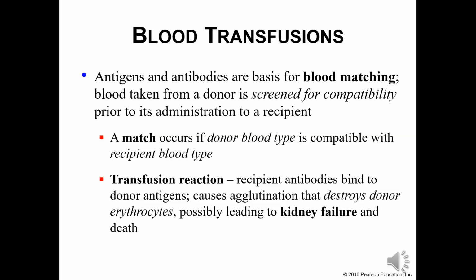So we use antigens and antibodies as our basis for blood matching. Blood is taken from a donor, then it's screened for compatibility prior to its administration to a recipient. A match will occur if the donor blood type is compatible with the recipient blood type. Transfusion reactions occur when the recipient antibodies bind to the donor antigens, which then ultimately causes agglutination that destroys the donor red blood cells, and it can possibly then lead to kidney failure and then finally death. When these agglutinated blood cells start to clog up the kidney tubules, that will lead to kidney failure.